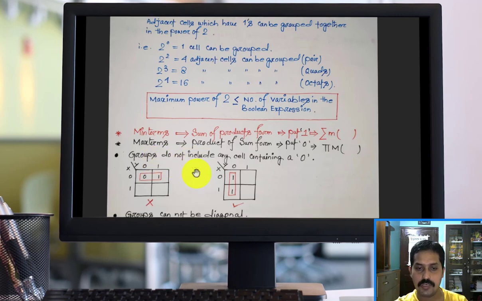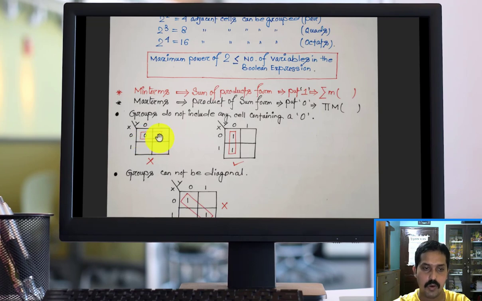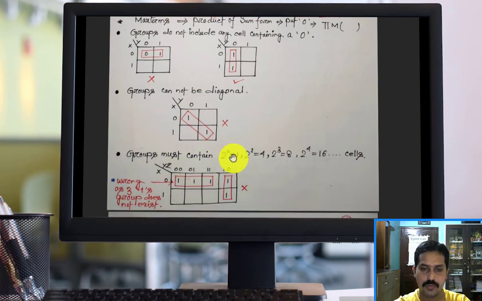Now, groups do not include any cell containing a 0. This is very important. We cannot make a group with 0 and 1, but we can make a group of 1 1 because here 2 ones are present. Groups cannot be diagonal. This cannot be done. We can only make vertical or horizontal groups. Groups must contain 2 to the power 0, means 1, or 2 to the power 1. I have not written it here again. Sorry, this is my mistake. I have to write 2 to the power 0 is 1, then 2 to the power 1 is 2, then 2 to the power 2 is 4, then 2 to the power 3 is 8, and so on.